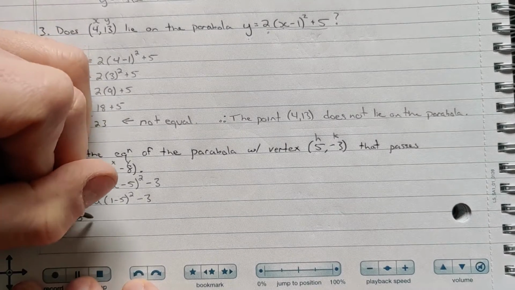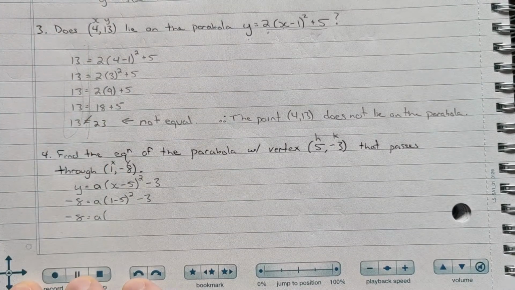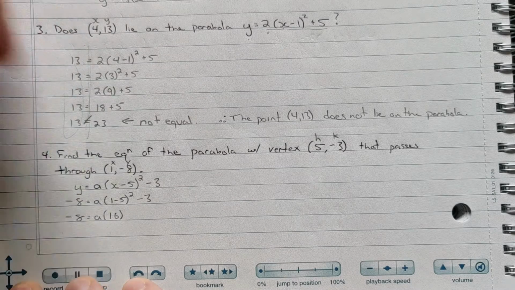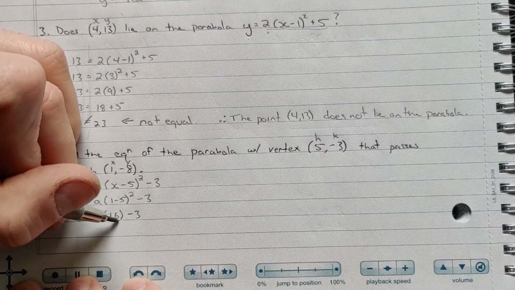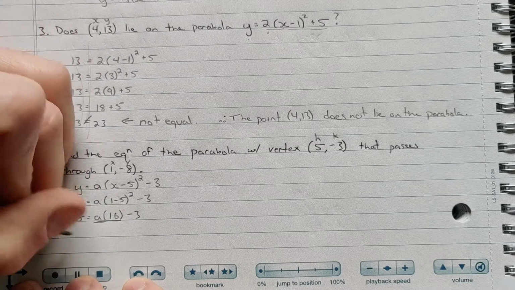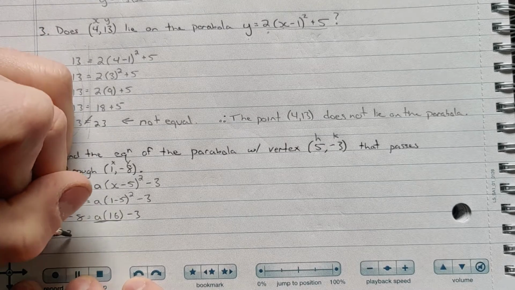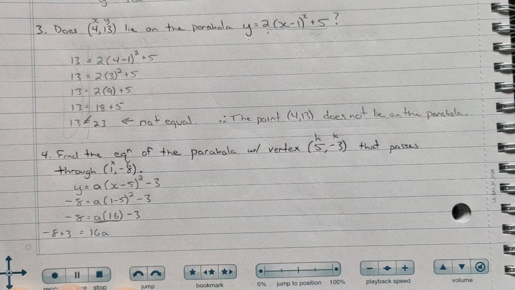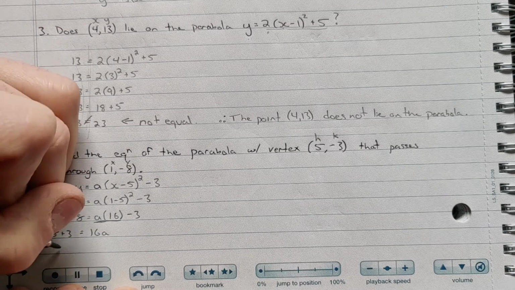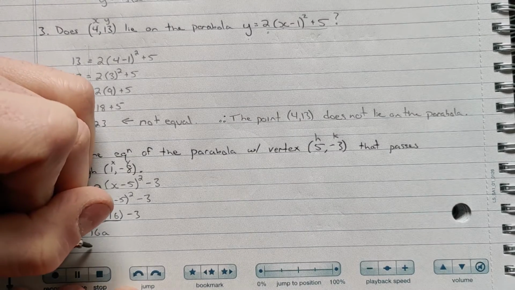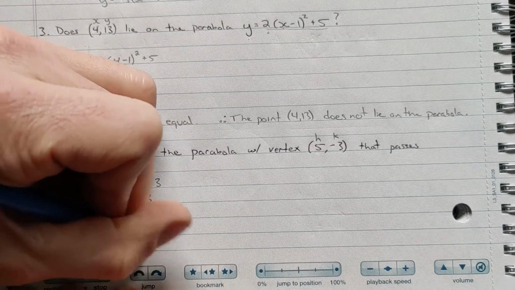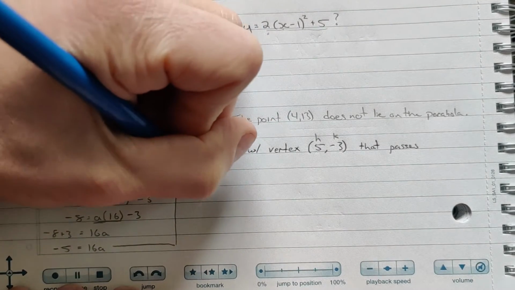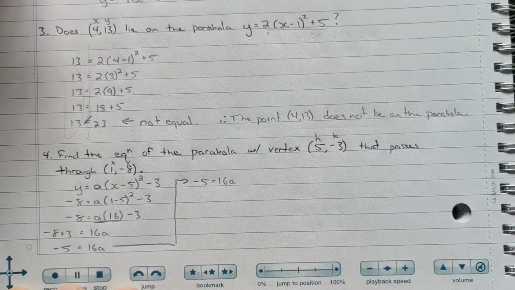So -8 equals a times (1 - 5), which is going to give me -4. -4 squared is going to give me 16, minus 3. Note this is multiplication first. So we've got to move the -3 over. -8 + 3 equals, and I'm just going to write that as 16a. -8 + 3 is going to give me -5 equals 16a. Going to move this over here. So we had -5 equals 16a.